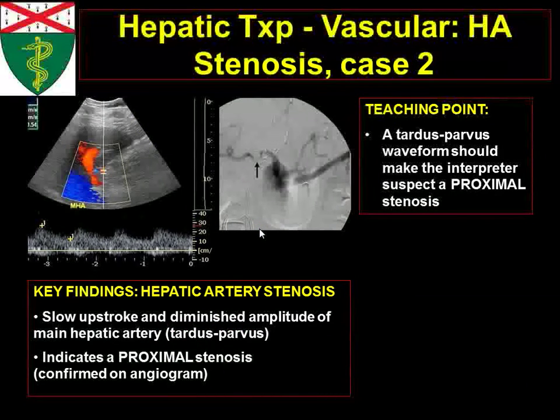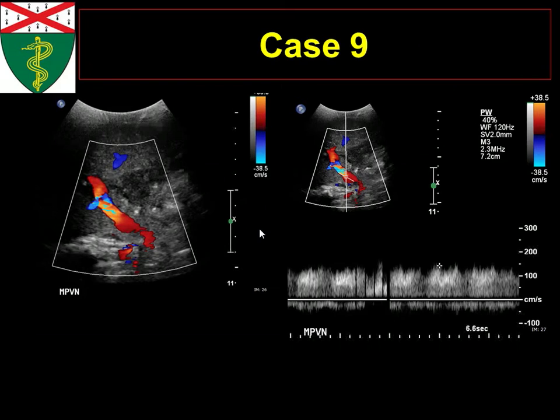All right, so again, this is the tardus parvus waveform. I'm emphasizing this because it is an important point, and you can use these principles for renal transplants and indeed for almost any organ that you interrogate. So if you know this principle, you can apply it to anything. Okay, great. So let's go through case 9 now.